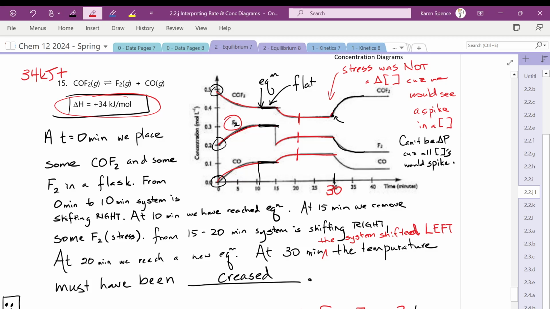Why? Because we're making COF2 and we're using up F2, which means we must be going this way. If we're making COF2 and we're using up F2 and CO, we must have been shifting to the left. Does that help you figure out whether the temperature must have been increased or decreased? Did we increase or decrease the temperature? We had to have decreased the temperature because the system then shifts to release energy to bring the temperature back up.